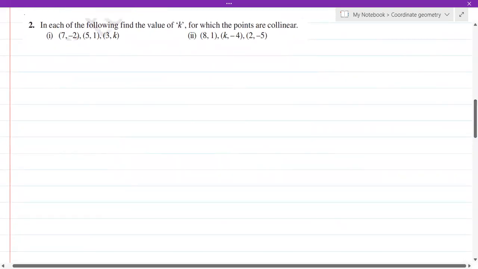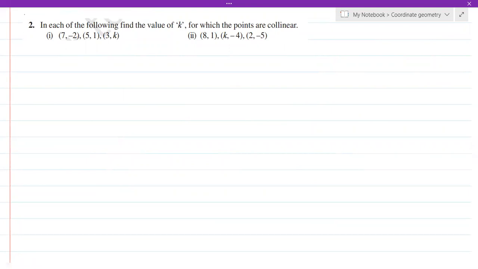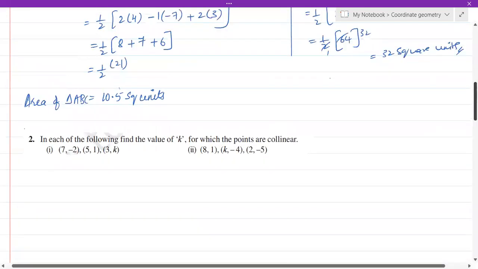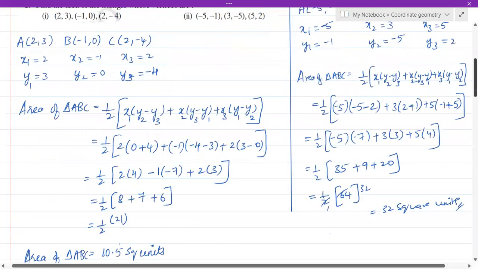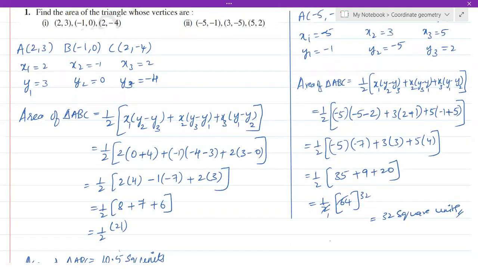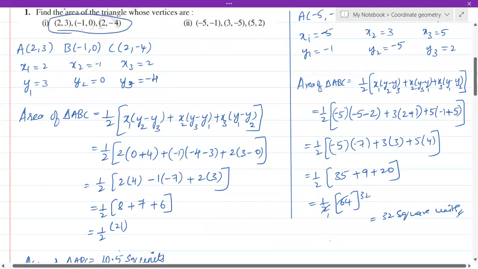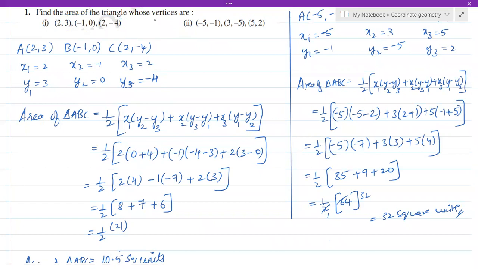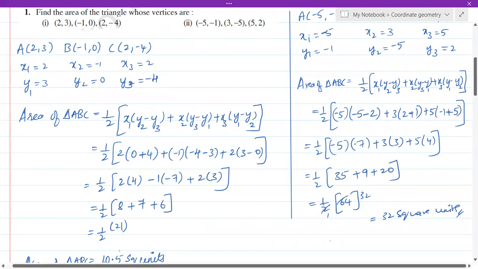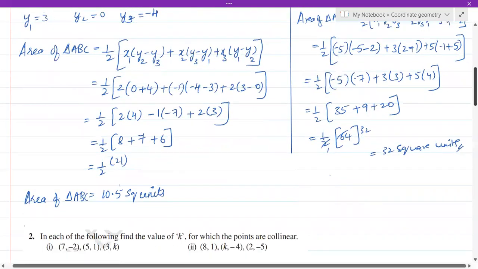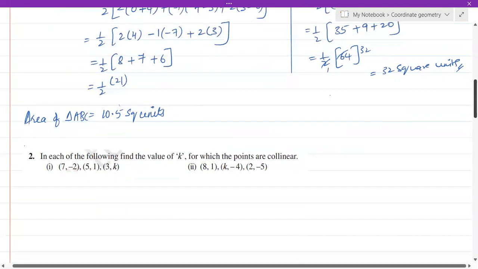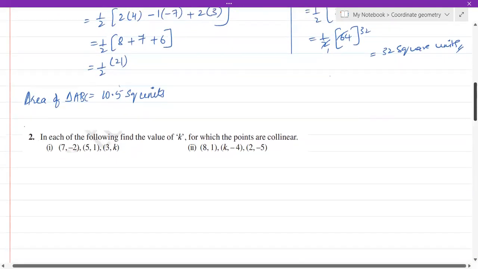In each of the following, find the value of k for which the points are collinear. And one more thing: in the exam, if they ask you to find whether the points are collinear, they give you 3 points like this. Let's say 2, 3, minus 1, 0, 2, minus 4. They give you 3 points like this, and they ask you to find whether the points are collinear or not. We have to follow the same procedure. We have to find the area. If the value of the area is 0, then the points are collinear. Otherwise, they are not collinear. As you can see, in both the cases, the area is not 0. Therefore, the points are not collinear.